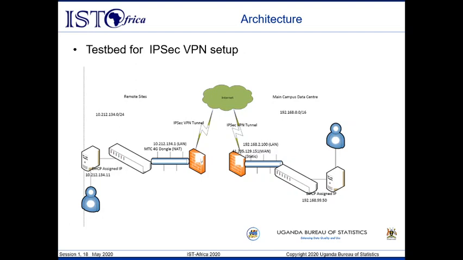In the image, we could see the architecture that was used to create a test bed for the IPSec VPN setup, and within that we have different items that were selected. Of course, we have the public key infrastructure. At the end, we have a cloud environment. We had different aspects.